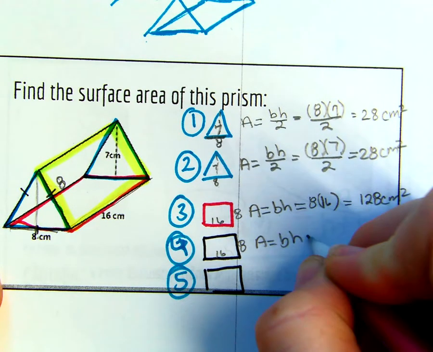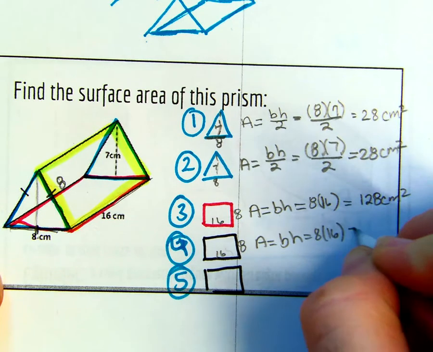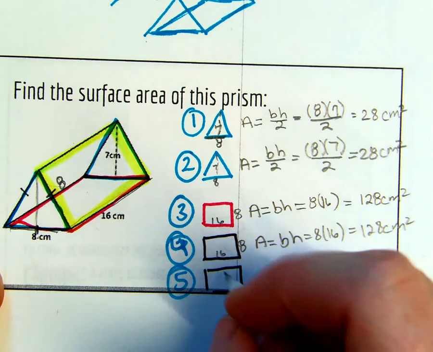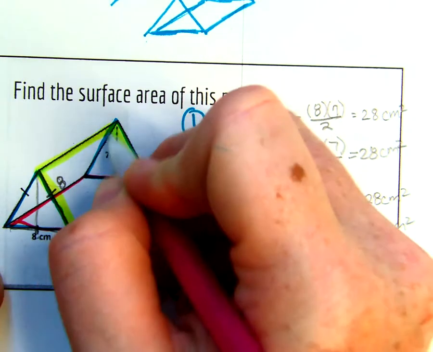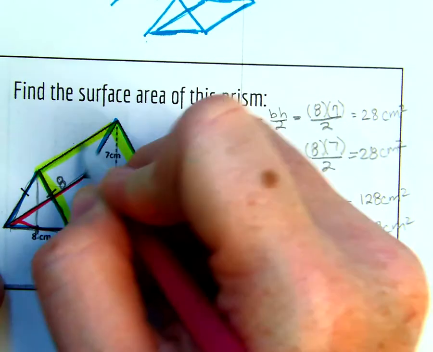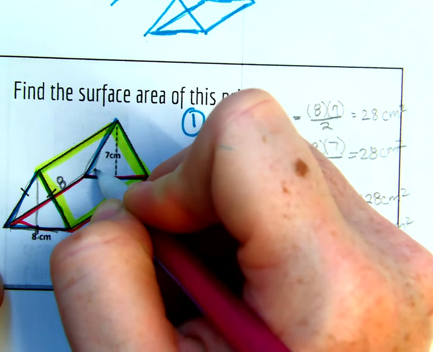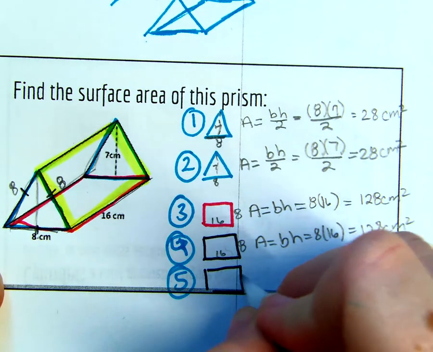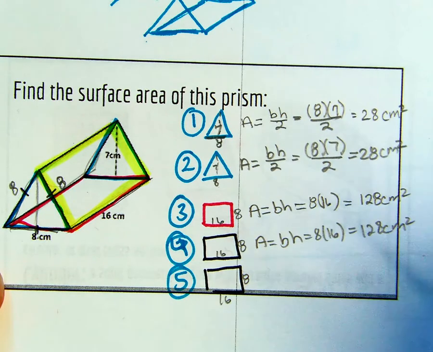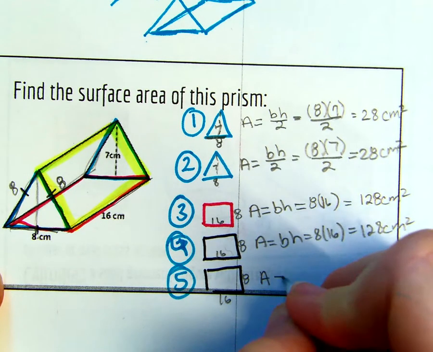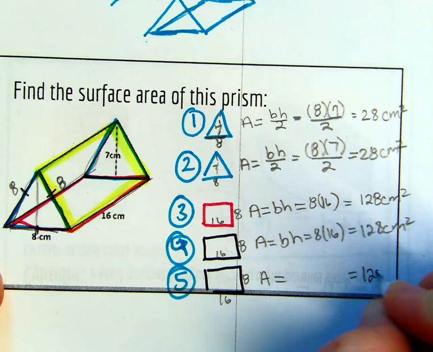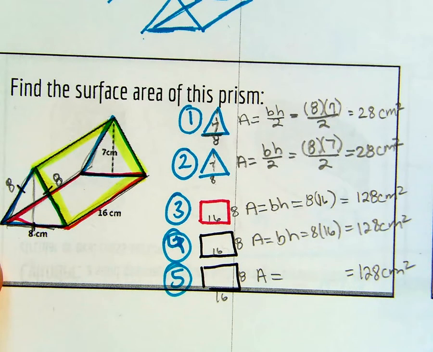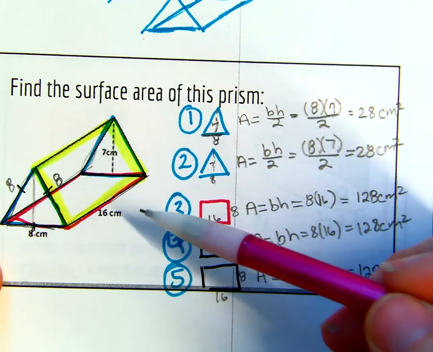And so we can find base times height, or 8 times 16, which is 128 square centimeters. And then to save us some time, on the opposite side of this one that we're kind of having trouble seeing, it's 16. It's 8 again because we've got the tick mark. So it's another 8 by 16 rectangle. So I'm going to be lazy this time and say 8 times 16 is 128 square centimeters. Now that is the area of each of these individual pieces.